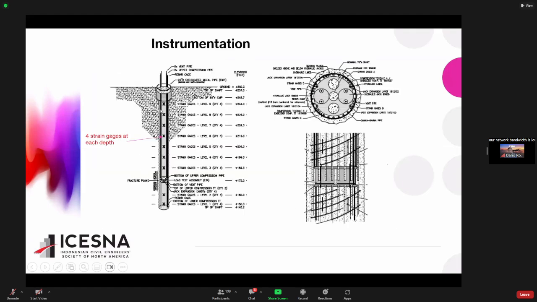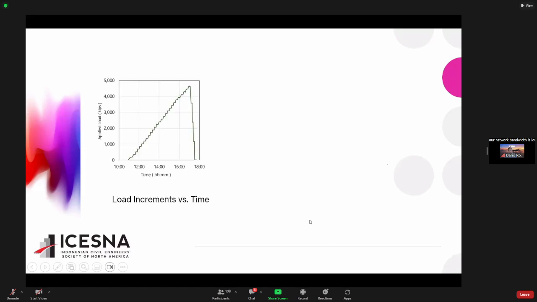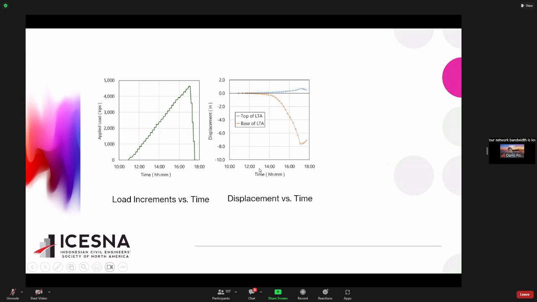For instrumentation, typically you put strain gauges along the pile to measure the strain. When you get the strain, you get the stress, and then you can estimate the curvature and the deflection. So you install a series of strain gauges. This is the ASTM test you want to follow: you increase the load slowly and then reload. This is the plot between axial load and time, and this is the plot between time and displacement.